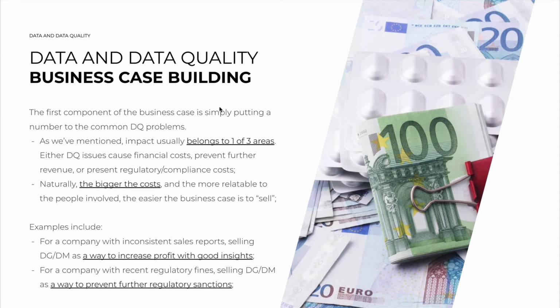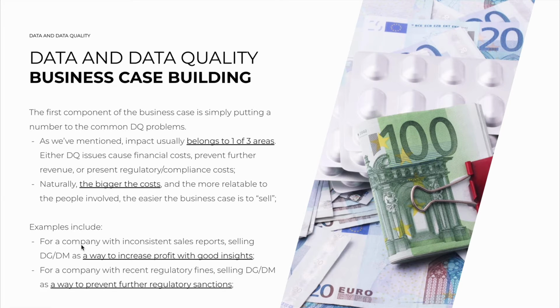That is, simply putting a number to the common data quality problems. That is, how much is bad data actually costing you? As we've mentioned before, data quality issues cause impact which usually belongs to one of three areas, possibly more than one. But it's usually either direct financial costs, preventing further possible revenue, or presenting regulatory or compliance costs. And naturally, the bigger the costs and the more relatable they are to the people involved, the easier the business case is to sell, if you will.